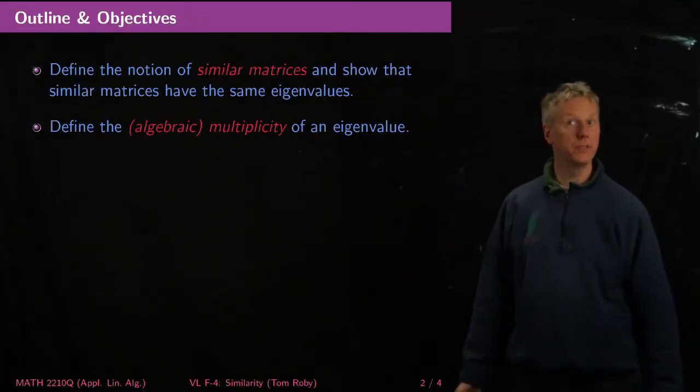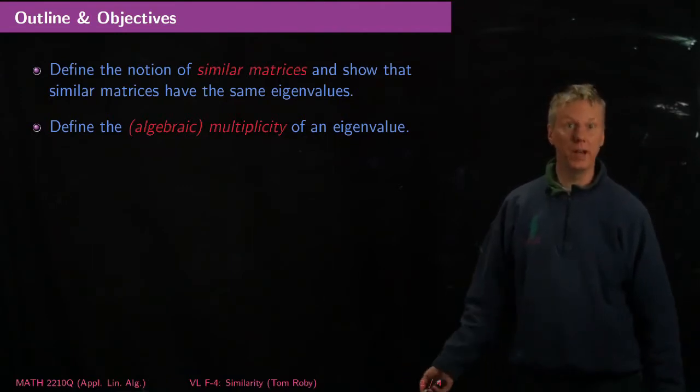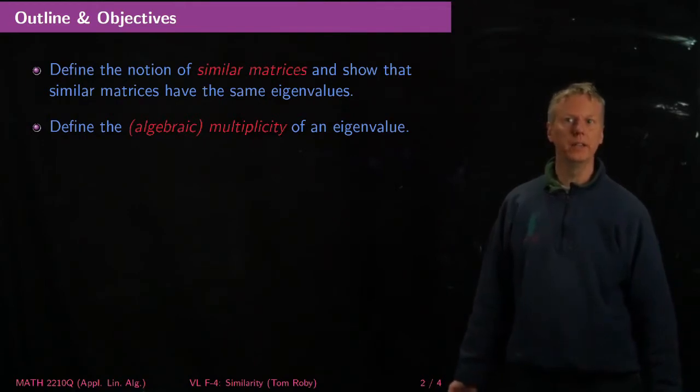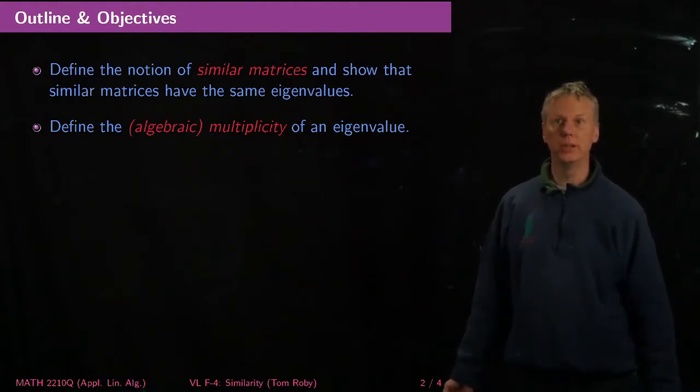We'll define the notion of similar matrices and show that similar matrices have the same eigenvalues, in fact, the same multiset of eigenvalues with all the same multiplicities. And then we'll define the algebraic multiplicity of an eigenvalue carefully. It's just its multiplicity as a root of the characteristic polynomial, but I didn't say that before.